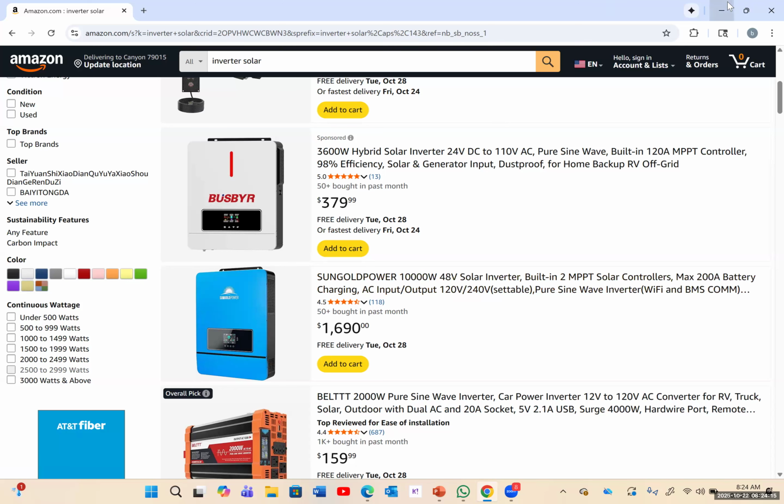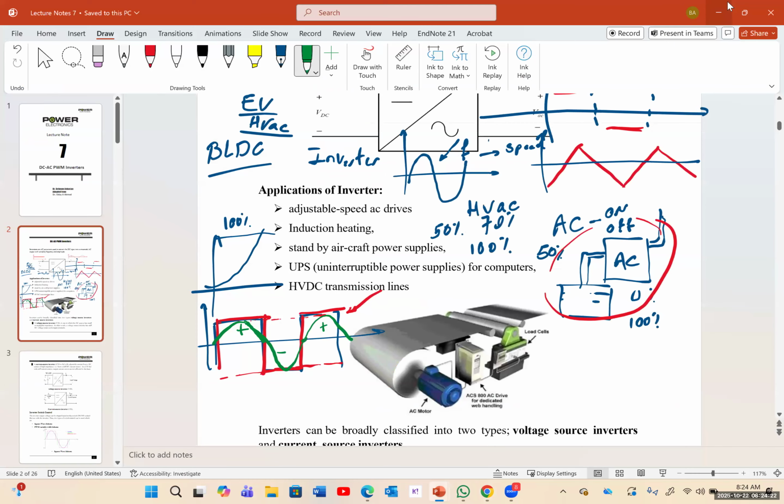Now, usually they have two inputs for a DC, and depending on if you have a single phase or three phase, they're going to have one phase output or two wires, or 4 wires for 3 phase, depending on what applications that you are using them.